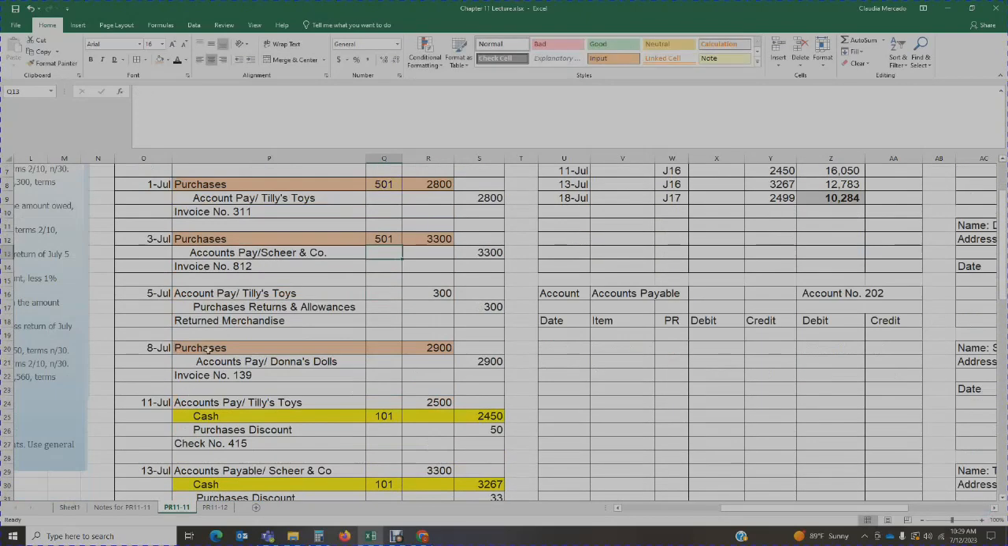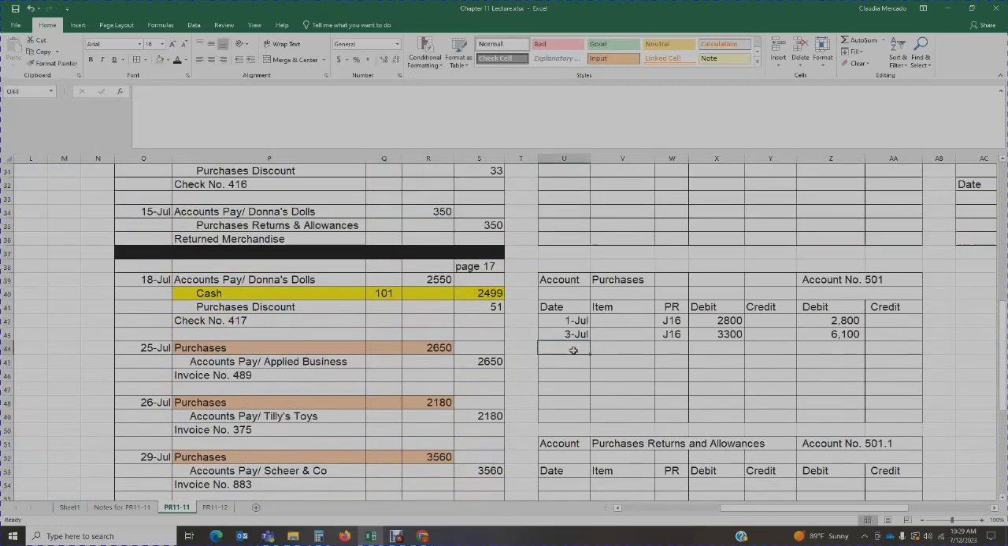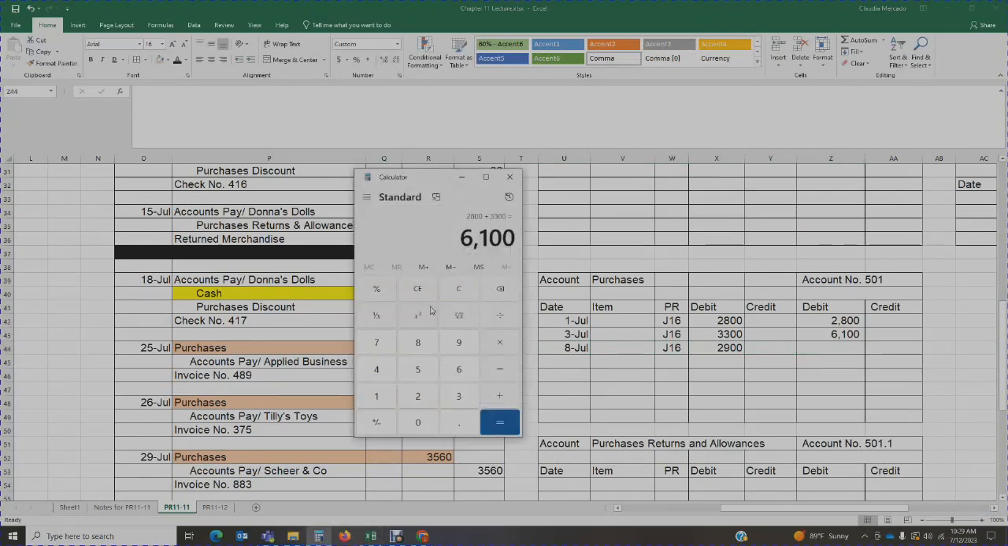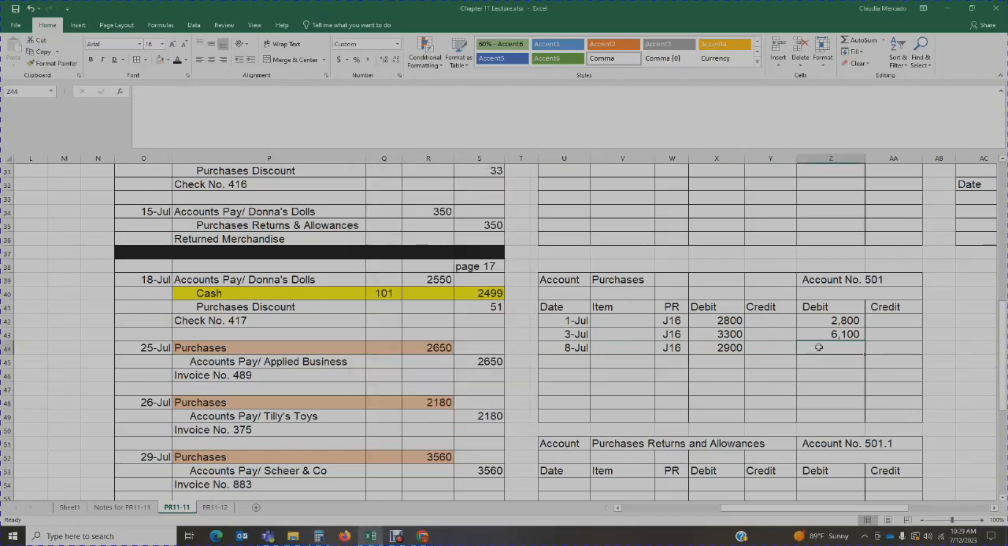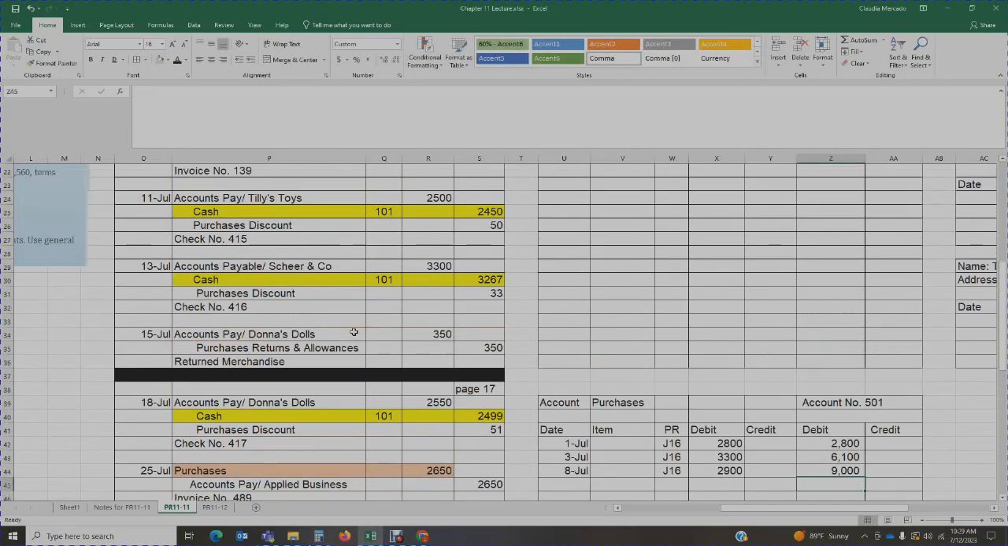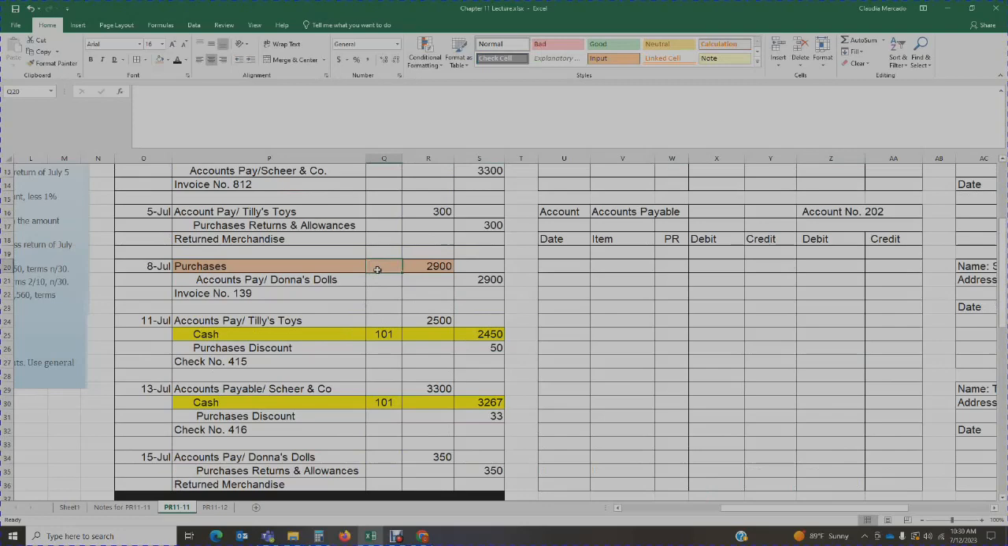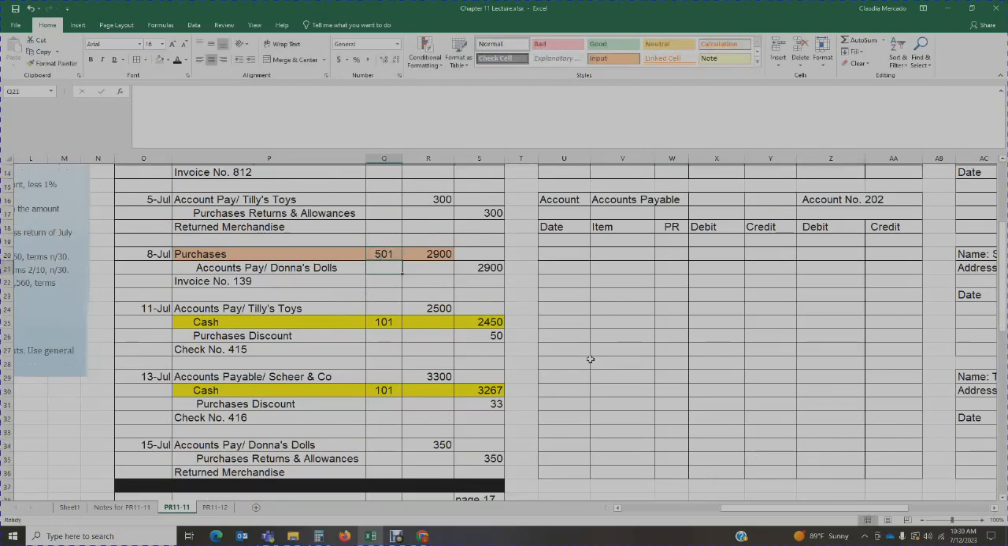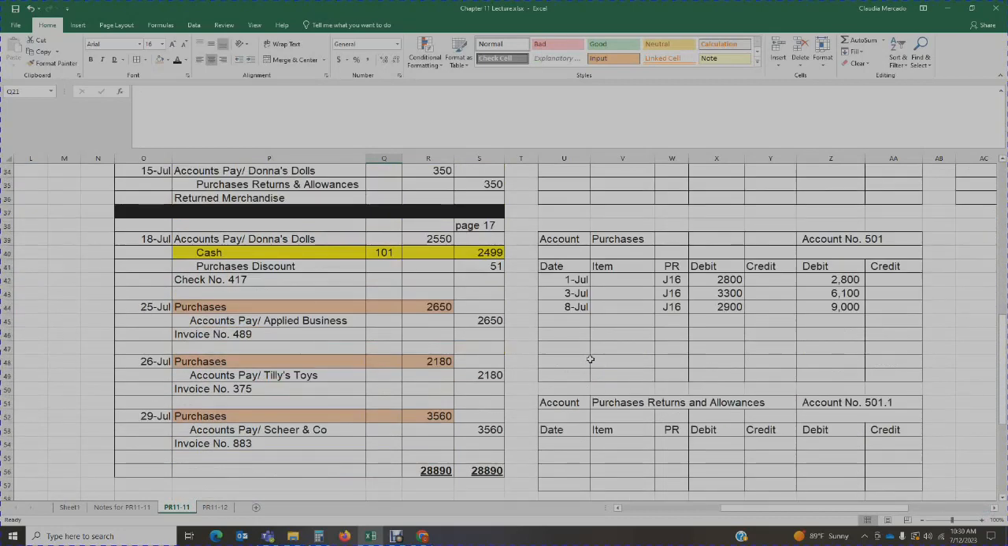Next, we have another transaction on the 8th for 2,900. Journal 16. So we add 6,100 plus 2,900. That's going to give me a $9,000 balance. I'm doing this fairly quickly because by now you should know how to post from your journal to your ledger. We covered this in the beginning of the course when we covered chapters 1 through 6.